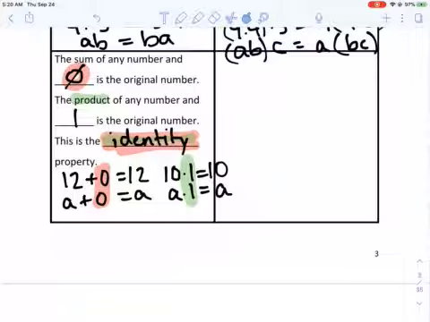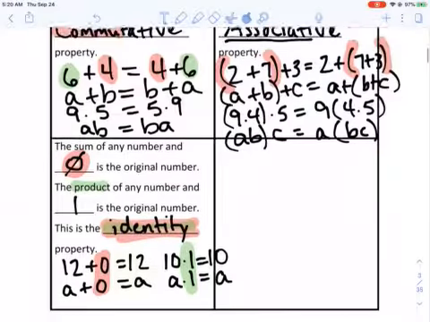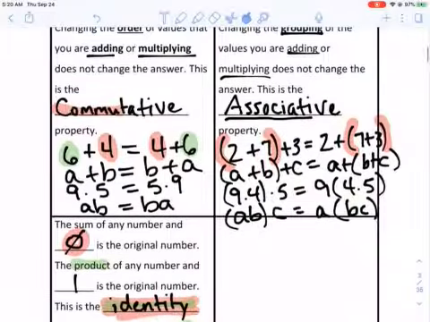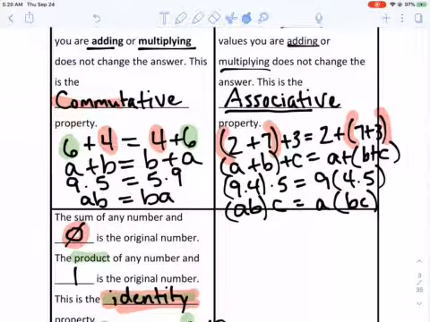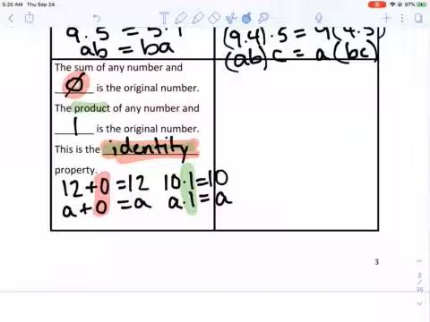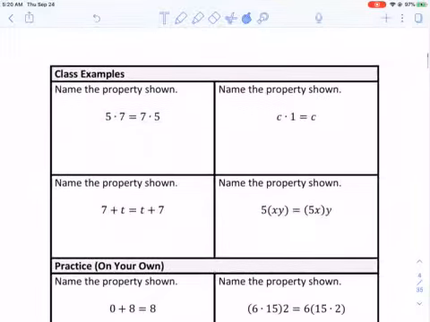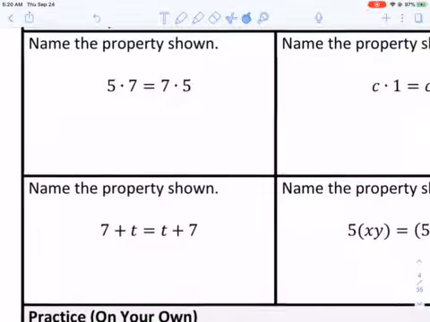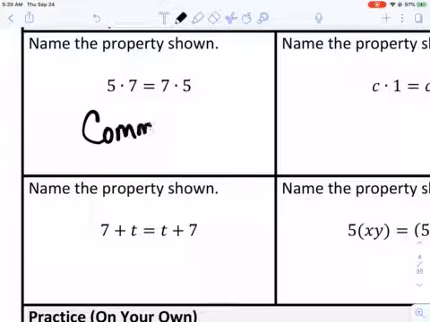So let's look at some examples and let's see which property it is. So if the numbers move, that's commutative. If the parentheses move, associative. If we multiply by 1 or add 0, identity. So what happens here? Do the numbers move? Yes. So this is commutative.